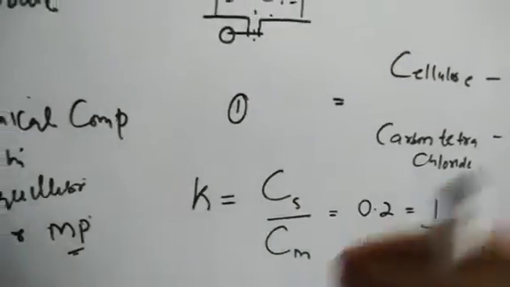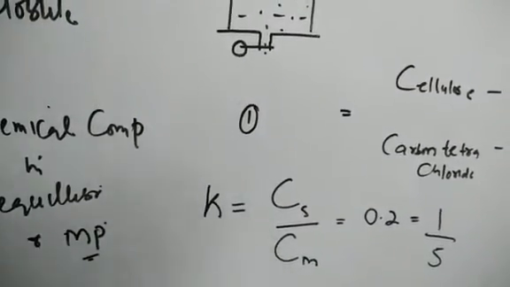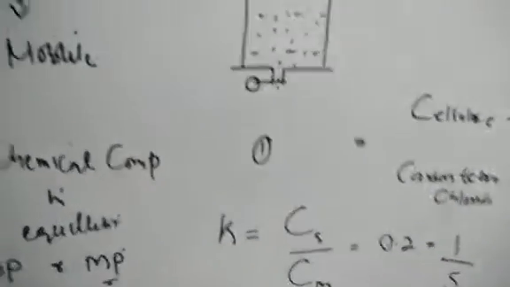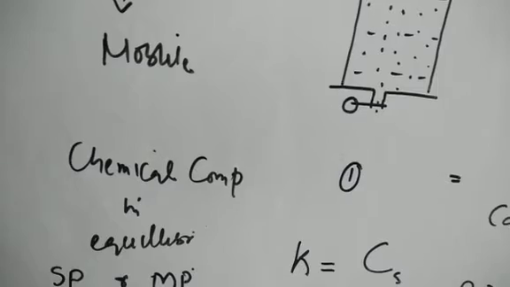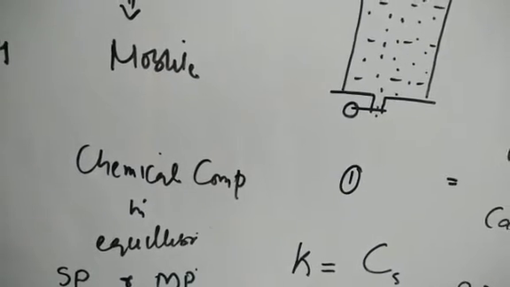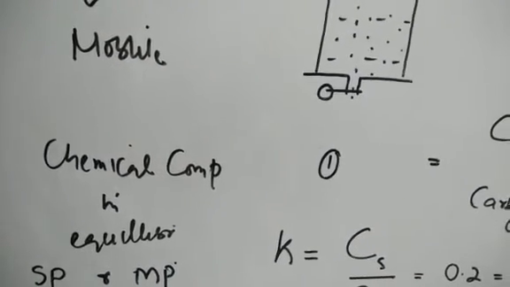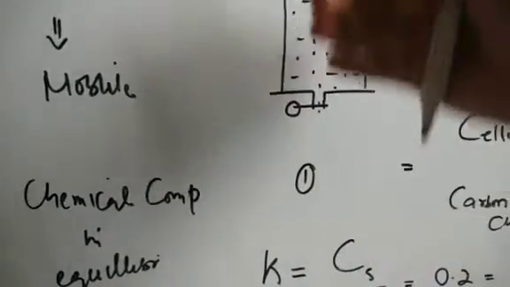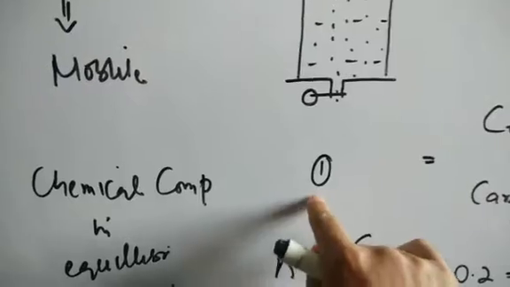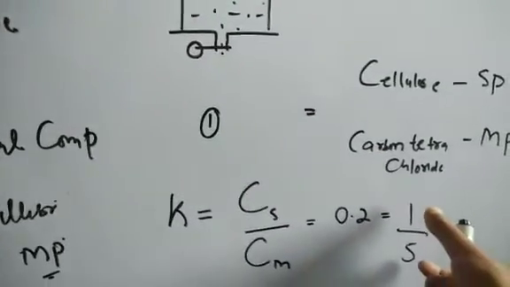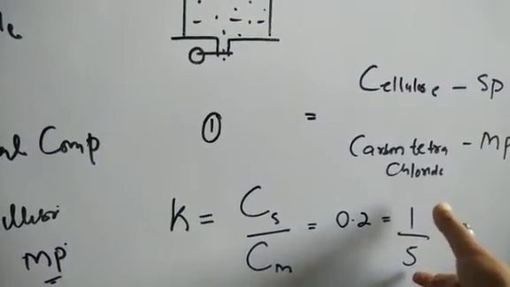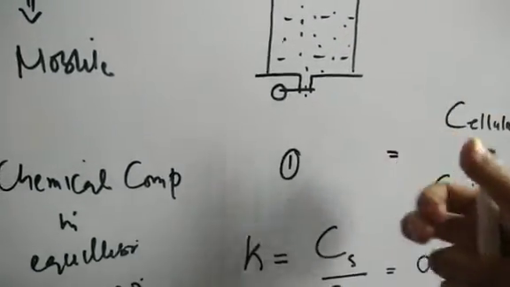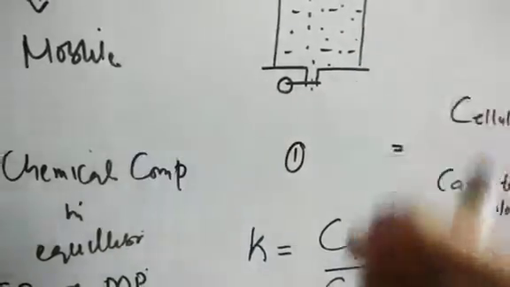That means it has more affinity for the mobile phase, so its concentration is more in the mobile phase. What this actually means is that the concentration of the substance in the carbon tetrachloride is 5 times that in the cellulose. So when the solvent moves, for this component there is such a big difference in interaction, or we would say in affinity, and this is very useful for its separation.